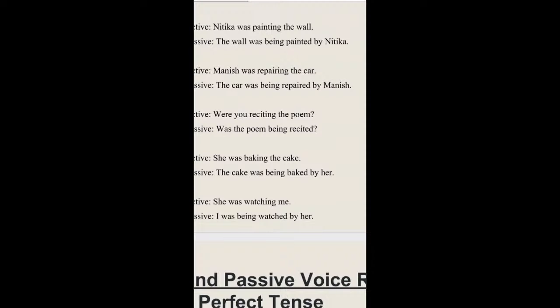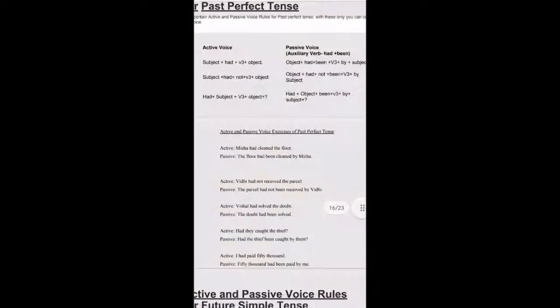Okay. Now, past perfect tense. See here. Past perfect tense means the verb will be in the past tense. There will be a had, not has or have. Has or have is only for present tenses. In past tense, it becomes had. And since it is perfect, so had will be there and the verb will be in the past form. So see this, take this sentence. Misha had cleaned the floor.